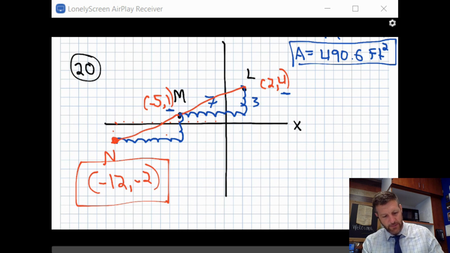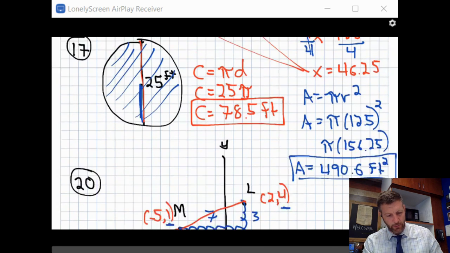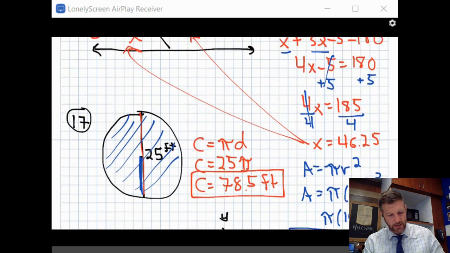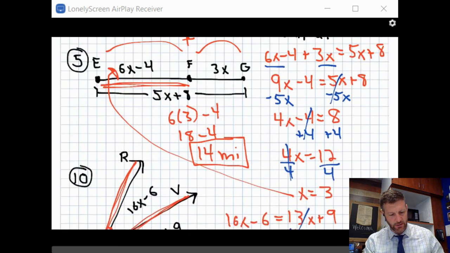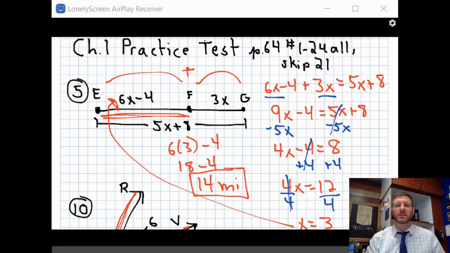Alrighty, so that is the Chapter 1 practice test, examples of midpoints, circle area and circumference, word problems and supplementary angles, angle bisectors, and segment addition.